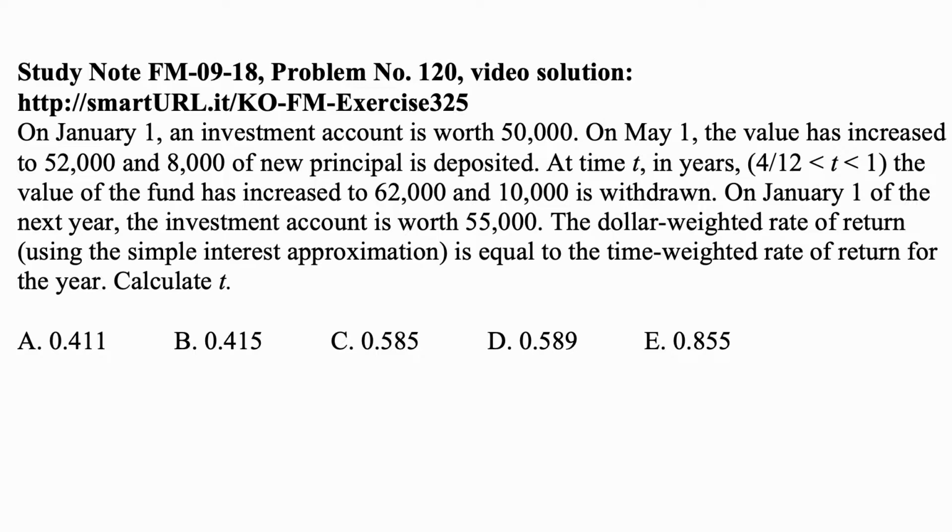On January 1st of the next year, the investment account is worth $55,000. The dollar-weighted rate of return using the simple interest approximation is equal to the time-weighted rate of return for the year. Calculate t.